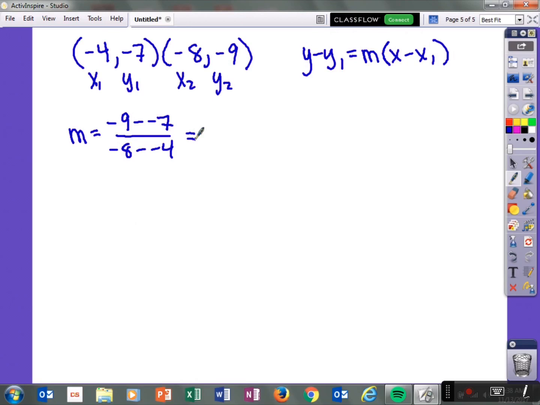If we go through and do this, negative 9 plus 7 is negative 2. Negative 8 plus 4 is negative 4. Two negatives make a positive, and both of these are divisible by 2. So 1/2. You get the same thing either way, but the calculator will do it for you if you let it.